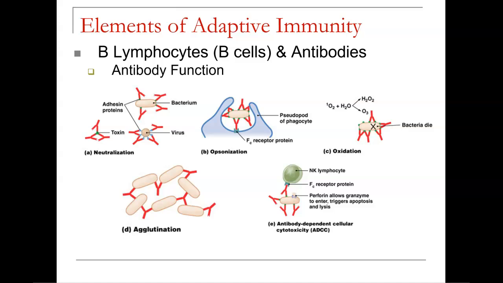Fourth, you have the killing by oxidation. That's where antibodies with catalytic properties will kill bacteria directly. Fifth, you have what's called agglutination. That's where you're going to have the clumping of antibody molecules with microbial cells. This is going to hinder the activity of those pathogens and increase phagocytosis. And then lastly, sixth, you're going to have antibody-dependent cellular cytotoxicity, which is ADCC. That's going to stimulate phagocytosis by antibodies causing apoptosis or cellular death.